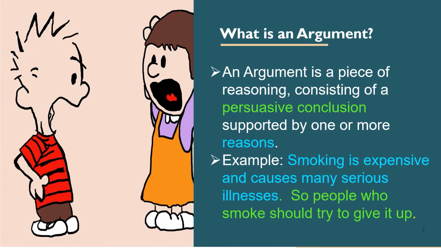So let's look at this example. We have the conclusion: people who smoke should try to give it up. This word "should" is a piece of persuasive language. You're telling people that they should do something. And why should they do that? Well, smoking is expensive and it causes many serious illnesses. Here we have the reasons why people should give up smoking: it costs a lot of money and people could get really sick from it. Those are the two reasons to support that, so that's why it's an argument.